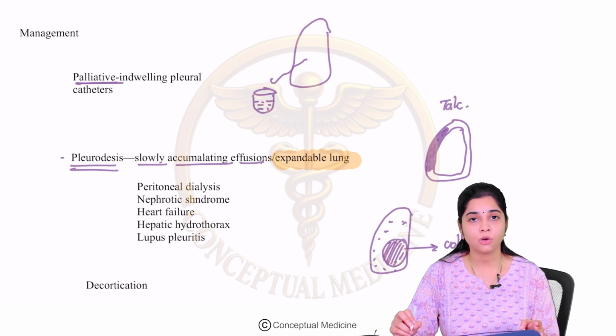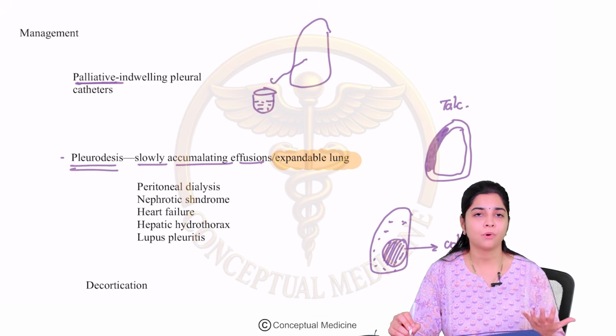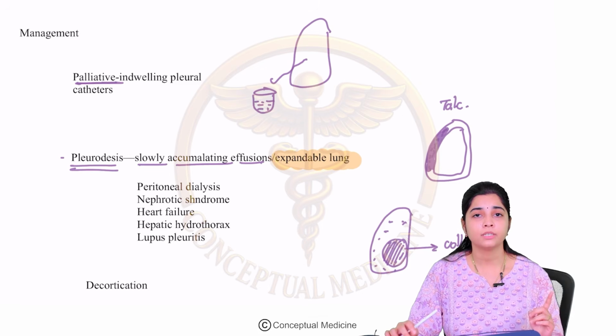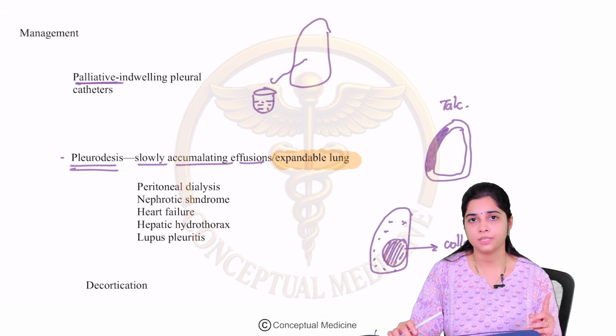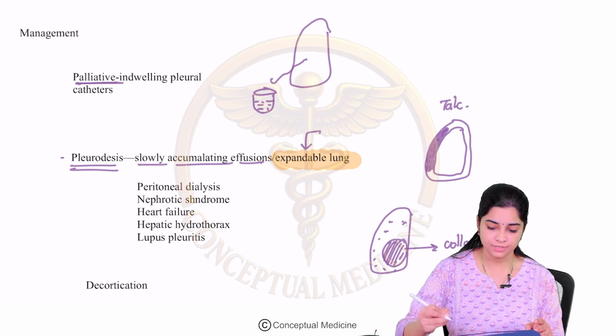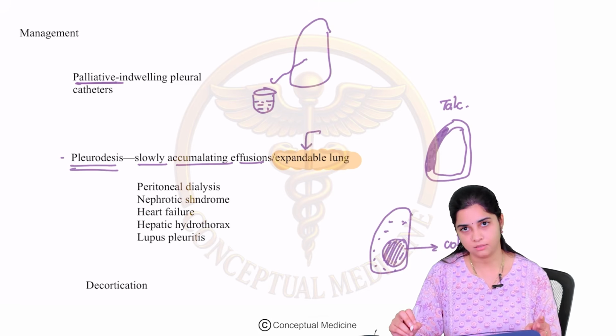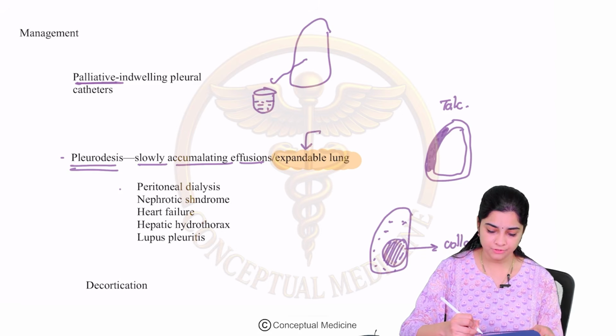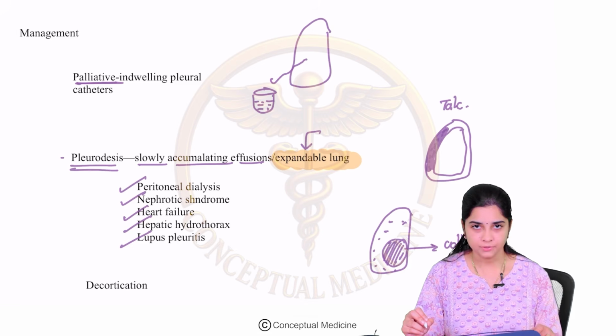So, if you have a non-expandable lung, is there any point of doing a pleurodesis? No, right? So, the most important underlying condition for a pleurodesis to be successful is that you should have an expandable lung. So, what are the conditions where pleurodesis has been tried? In recurrent pleural effusions due to peritoneal dialysis, nephrotic syndrome, heart failure, hepatic hydrothorax and lupus pleuritis.